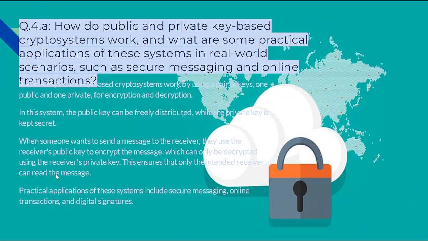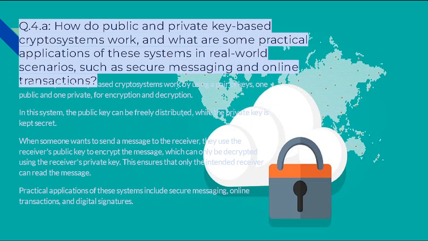How do public and private key based cryptosystems work, and what are some practical applications of these systems in real world scenarios such as secure messaging and online transactions? In the system, the public key can be freely distributed while the private key is kept secret. That's the main crux of this algorithm, that's the main working of it.